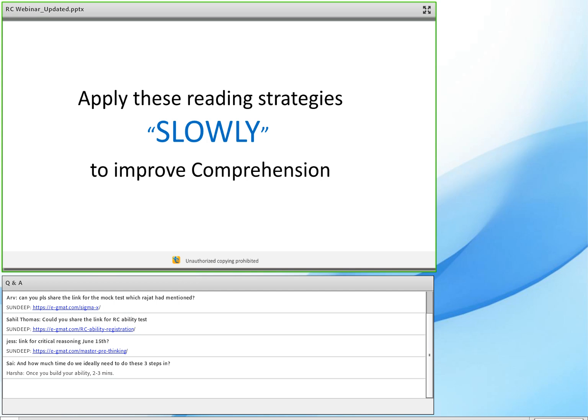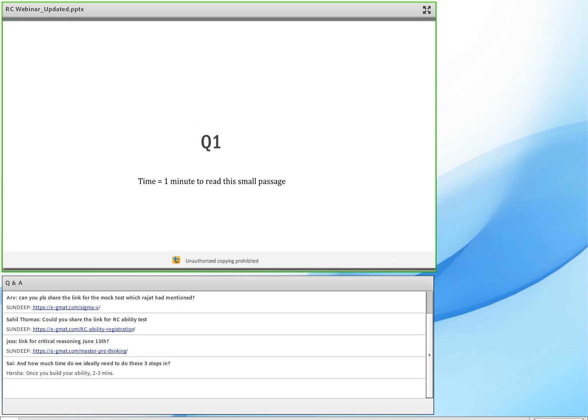So the way to finishing GMAT RC quickly is to apply these strategies slowly. The slower you are, the faster you're going to finish GMAT RC. And I'm going to tell you why as we do some examples. So what I'm going to do is give you a small passage, as we're going to call it, and I'm going to give you about a minute to read this. This is very, very small over here.